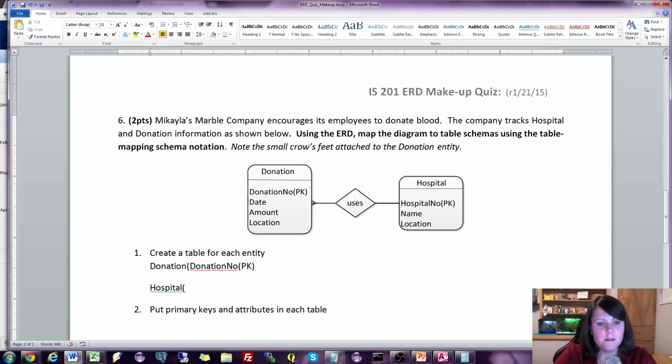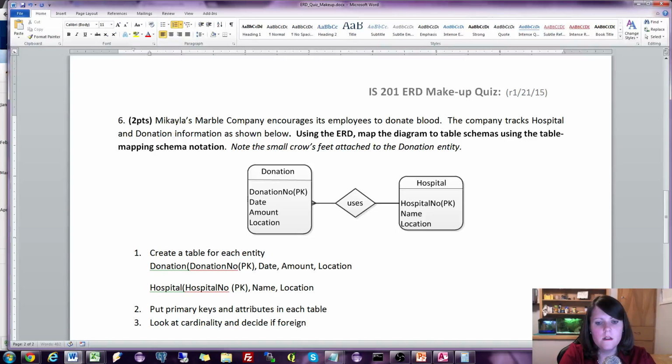Okay, so we've got our primary key, and then we add the rest of our attributes: date, amount, location, and I'm leaving it open for a reason. For hospital, we've got our primary key, hospital number, name and location, and then finally we need to ask ourselves to look at cardinality and decide if foreign keys are necessary.